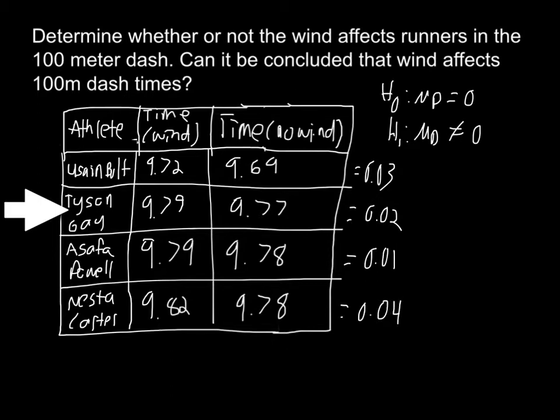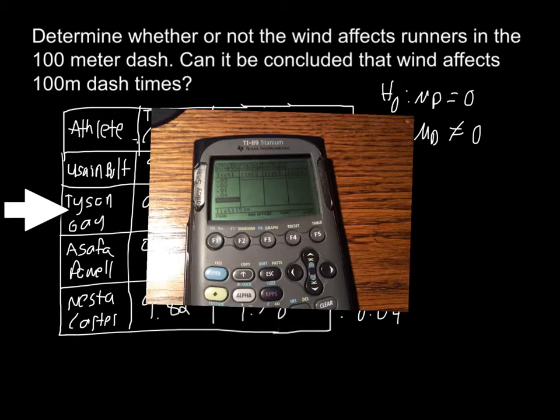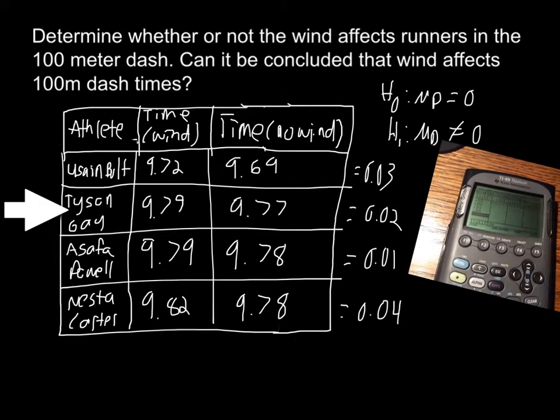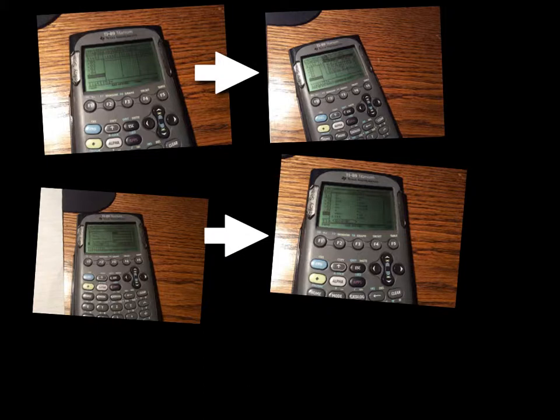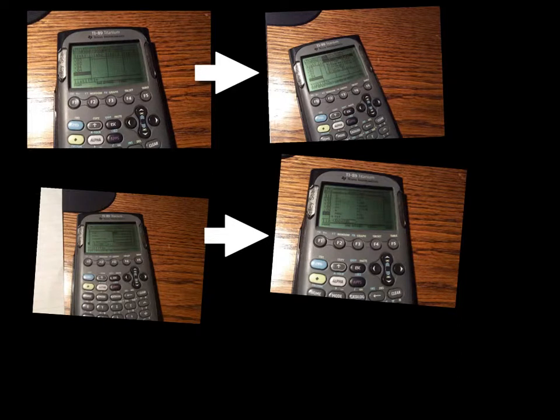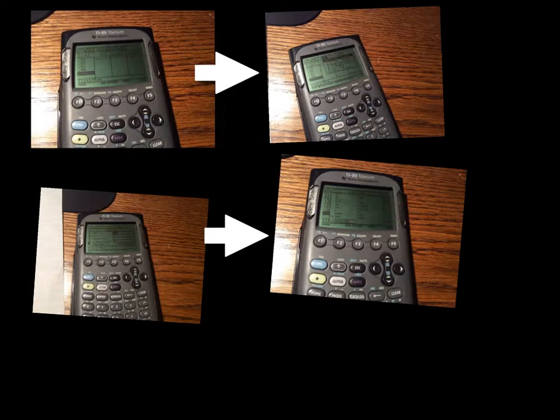And this is what it should look like in the calculator. Let me just minimize that for you. There we go. And then once you have that, now I'm going to show you the steps in the calculator. So now that your numbers are listed in list 1 like this, you're going to go over to the next step, and then you're going to hit F4.